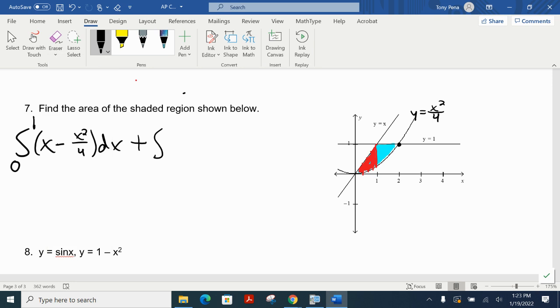Okay, the second one then would start at 1. And starting at 1, what is now the top curve? Yeah, y equals 1. What's the bottom curve in that region? Yeah, the parabola is still on the bottom. And then that just goes from 1 to 2.